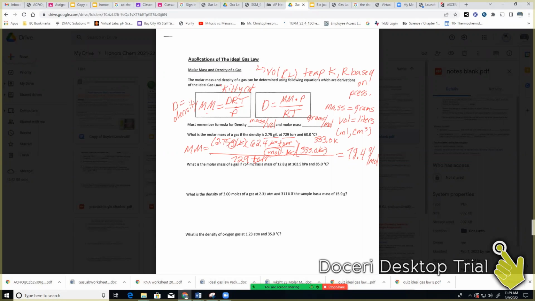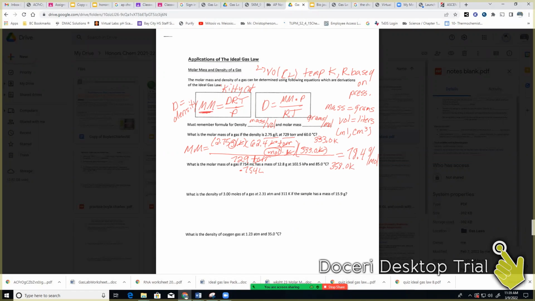All right, so the next one, we're still trying to find the molar mass. It says of a gas that is 754 milliliters. I'm going to go ahead and change that to liters. 0.754 liters. Has a mass of 12.8 grams, 102.5 kilopascals, and my temperature would become 358.0 K.